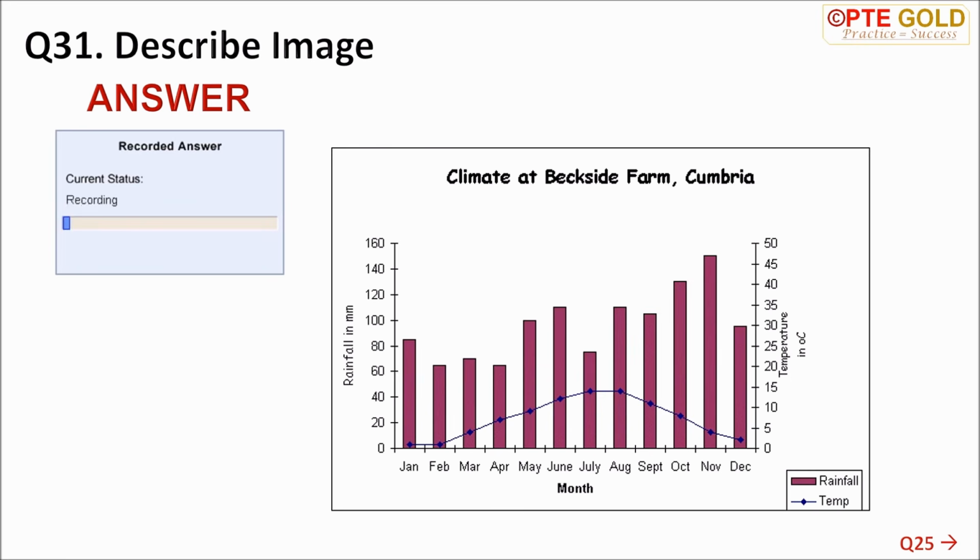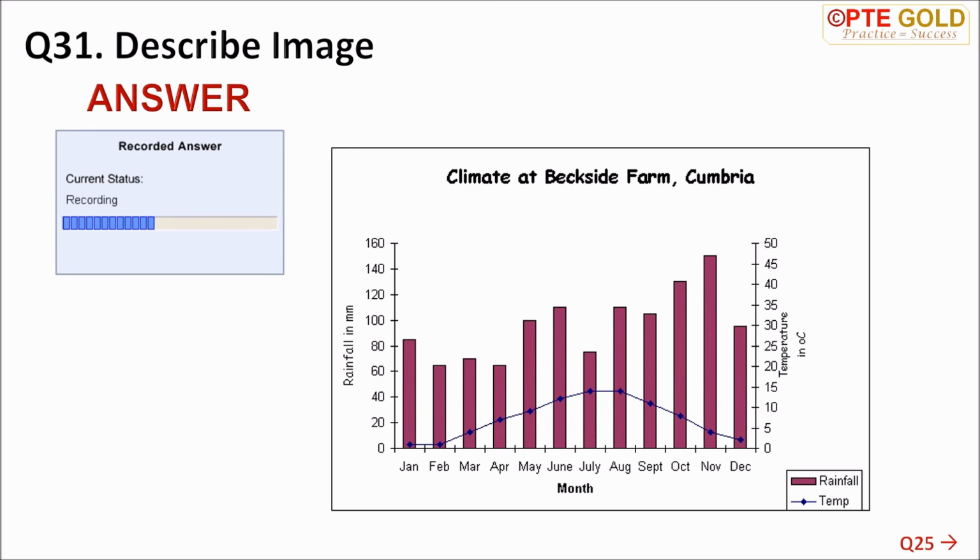This graph represents the climate at Beckside Farm in Cumbria. The temperature ranges from 2 to 15 degrees Celsius, while the rainfall ranges from 60 mm in February and April to about 150 mm in November.